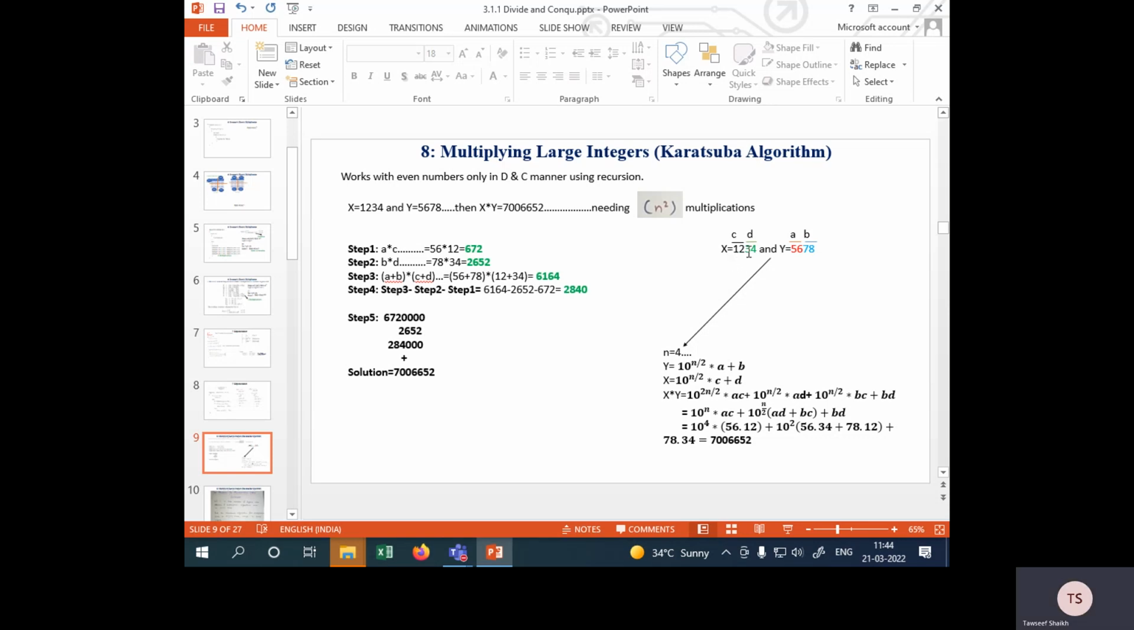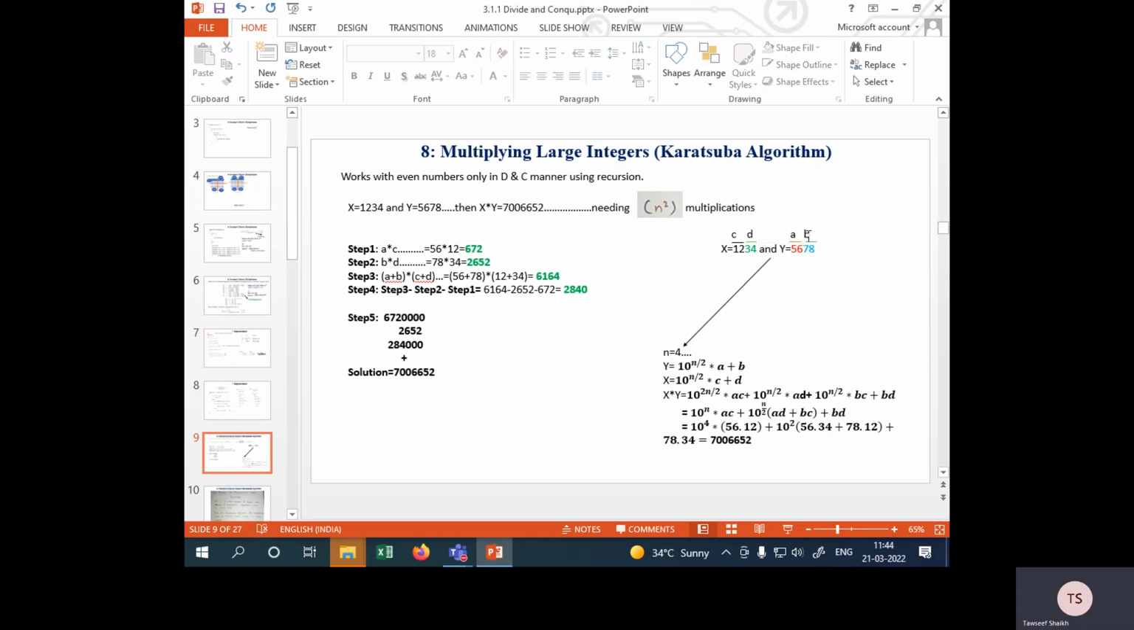I have divided x, 1234, into c and d, and y, which is equal to this thing, into a and b. So n is equal to 4 in this case, which means the total number of digits in a particular number is 4. 1234 has 4 digits, this has 4, so n is the number of digits, n is equal to 4. So y, which is 5678, I divided into two numbers, a and b. This means the new number is ab, y is equal to ab now.